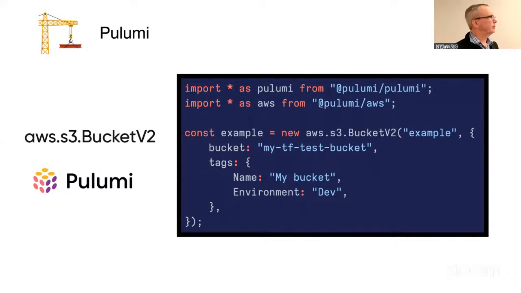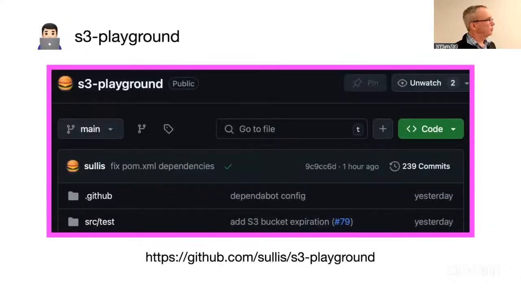Pulumi is a company out in Seattle. They give you an SDK to provision these resources. So this summer, I had a lot of free time, and I was doing some hacking, and I wrote this little GitHub project that I called the S3 Playground. It's just a place for me to experiment with different aspects of the S3 SDK.